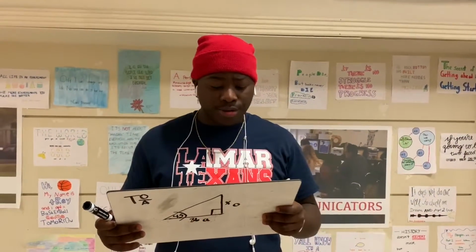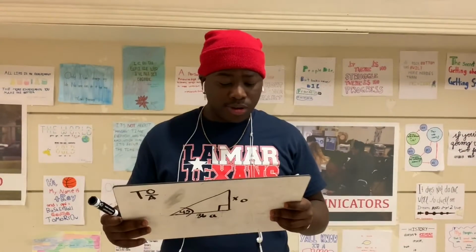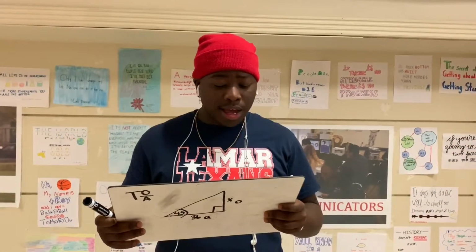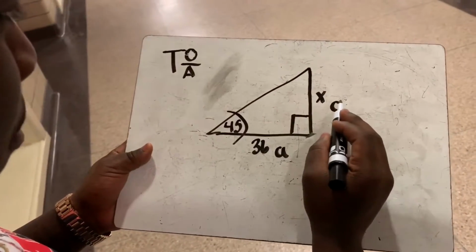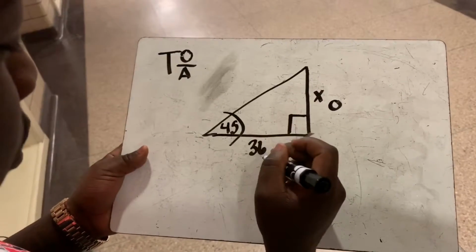Jason is putting a new roof on his house. The length is 36 and the angle is 45 on the left of the roof. What is the height of the roof? So we're using tan. So you guys have to put O over A. You have to identify where each angle is.